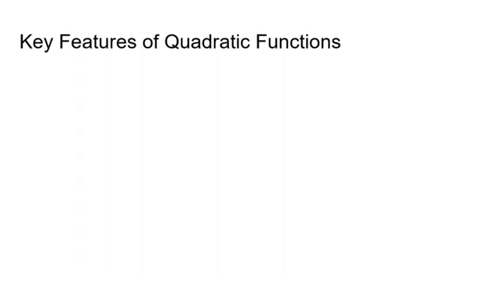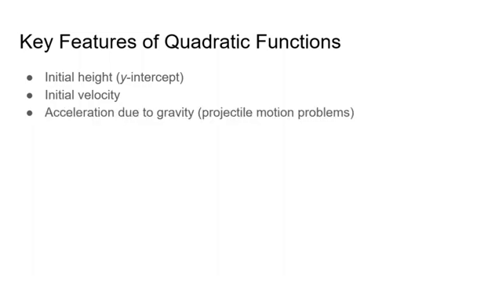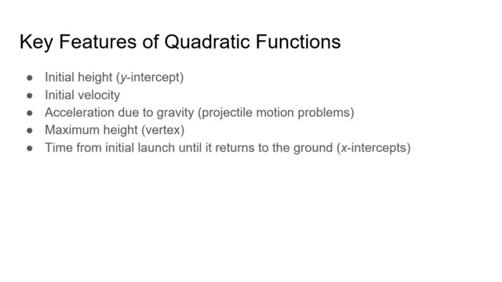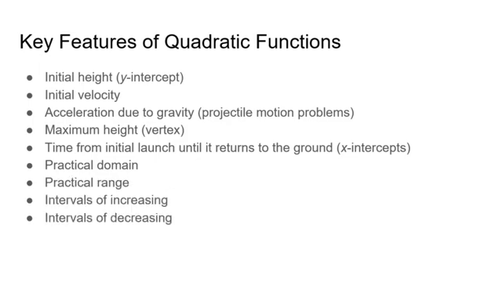Some of the features that we will be talking about today are the initial height, which will be represented with the y-intercept, the initial velocity, and the acceleration due to gravity, which we talked about in a previous video. We use negative 16x squared for the quadratic term of our functions, and this is relative to projectile motion problems. The maximum height, which is the vertex, the time from initial launch until it returns to the ground, which we'll be talking about in regards to the x-intercepts, the practical domain and range, and the intervals of increasing and decreasing.